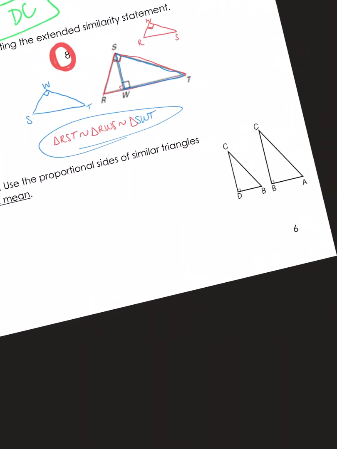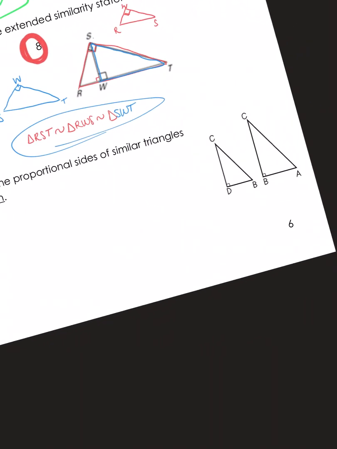we know that these two triangles are similar. This is again by AA, so we can say triangle ABC is similar to triangle BDC by angle-angle similarity. And then it says use the proportional sides again to write a proportion as a geometric mean. So let's take a look at this.